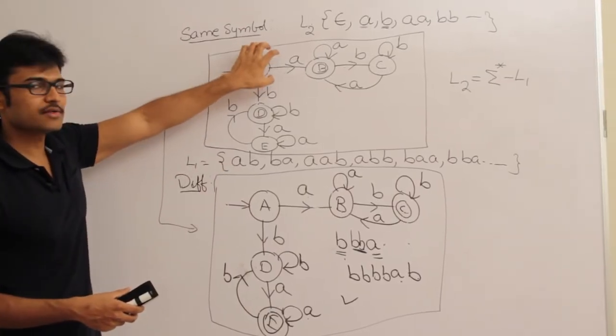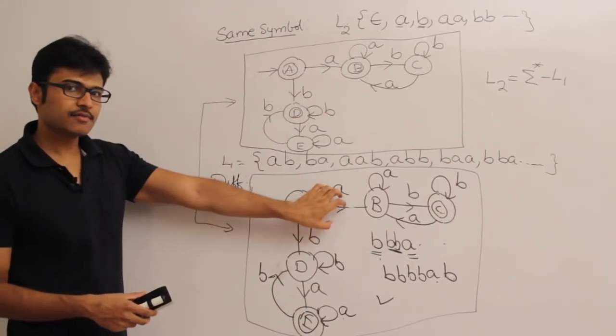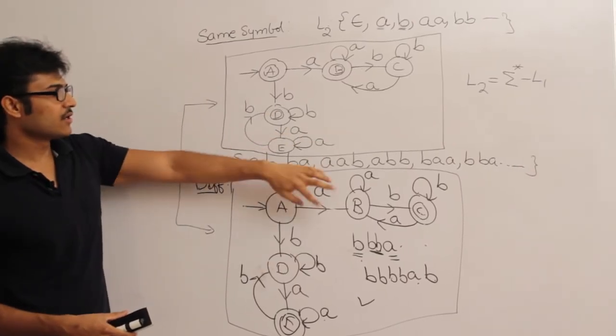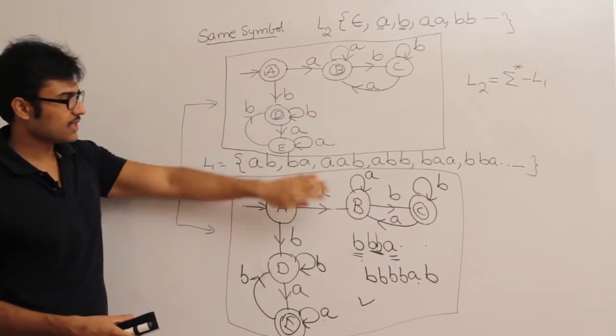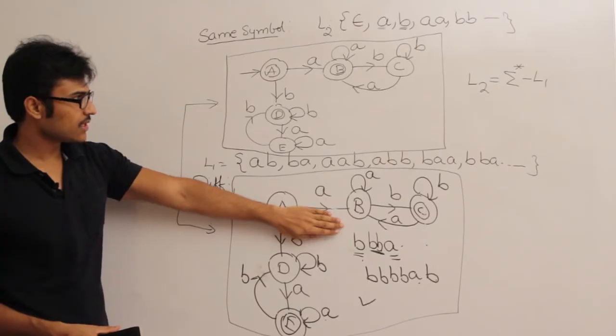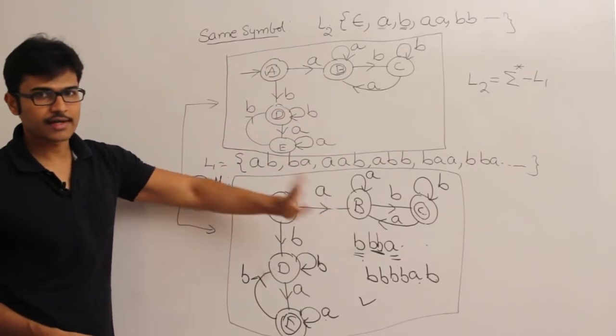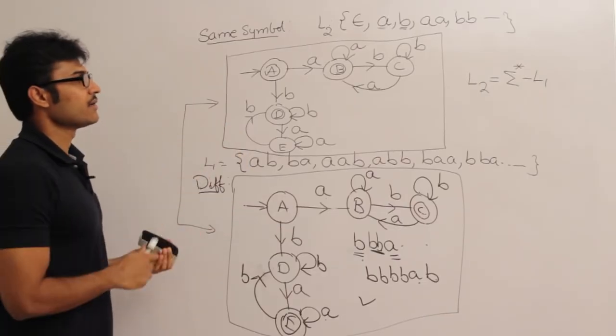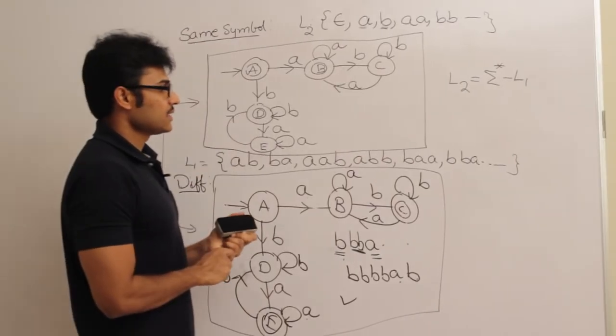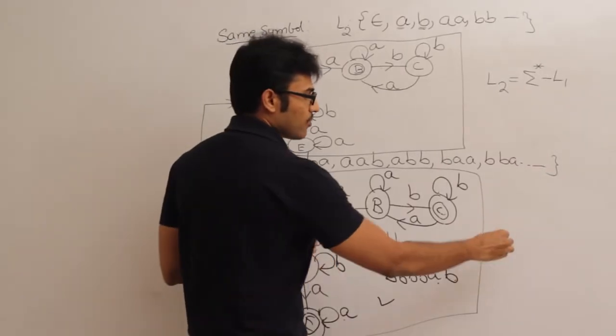You need not construct this diagram. You can construct this DFA, and then just reverse the states, which means whatever are the non-accepting states here, you make them accepting, and whatever are the accepting states here, you make them non-accepting, and then we get the complemented DFA. So let's talk about complementation now.